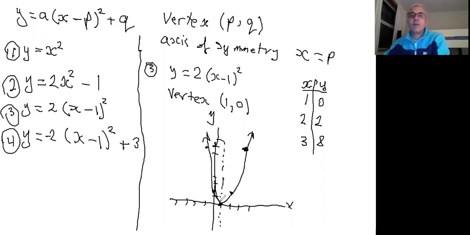Wow. And there you go. Looks a bit off, but this is how you graph the third parabola. So now let's go to the next one. Let's erase the last one.